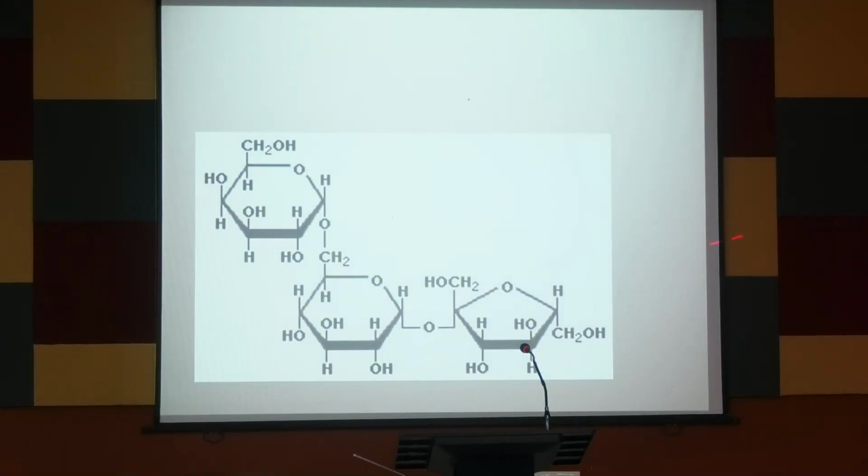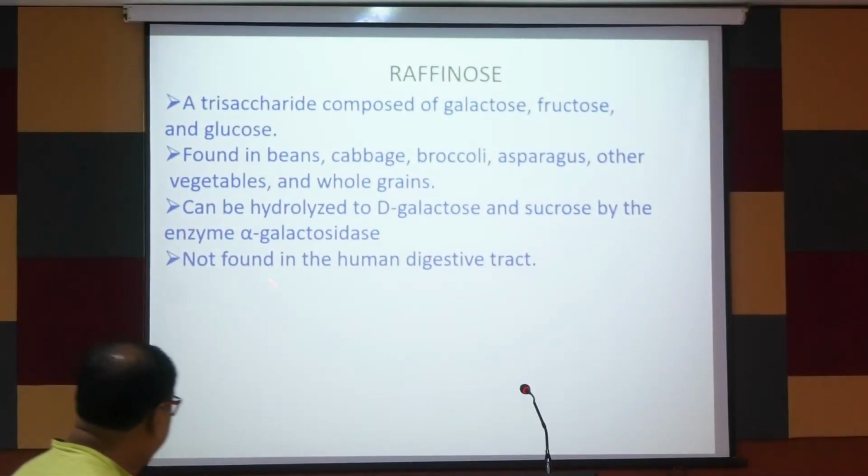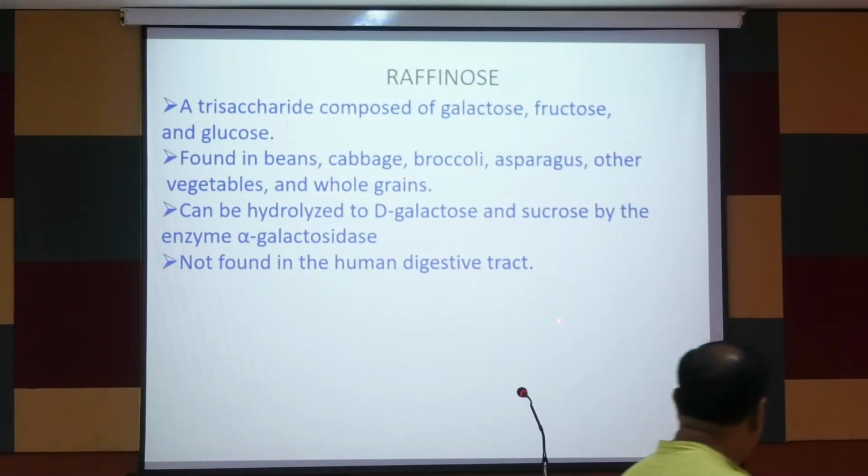Sucrose. This is glucose and this is fructose. So glucose and fructose combine to form sucrose. To that, at the 6th position, if you add one galactose, it becomes raffinose. What is raffinose? It is found in vegetables. See, D-galactose and sucrose. Mostly not found in the digestive tract.